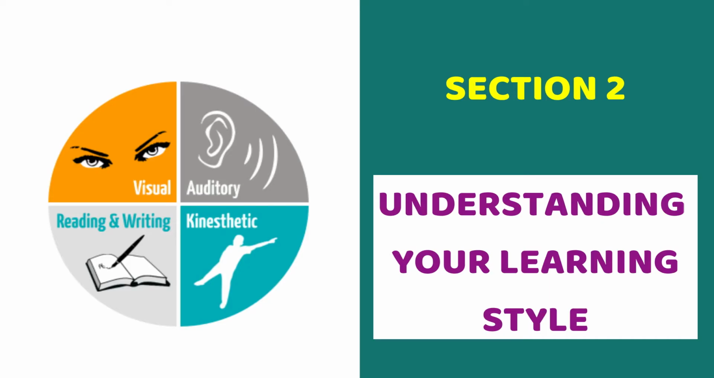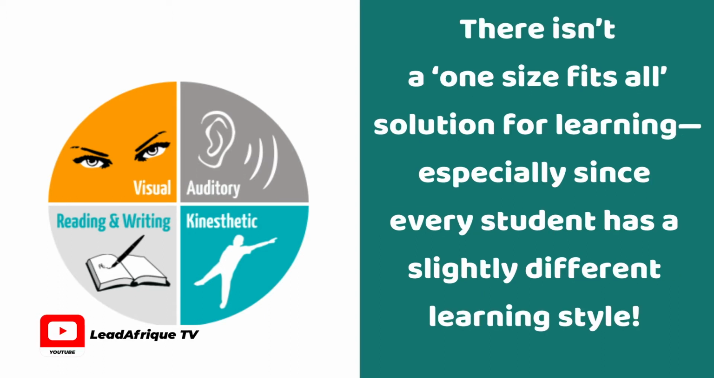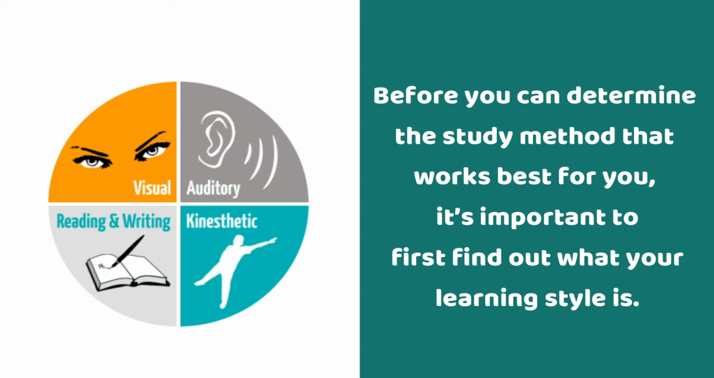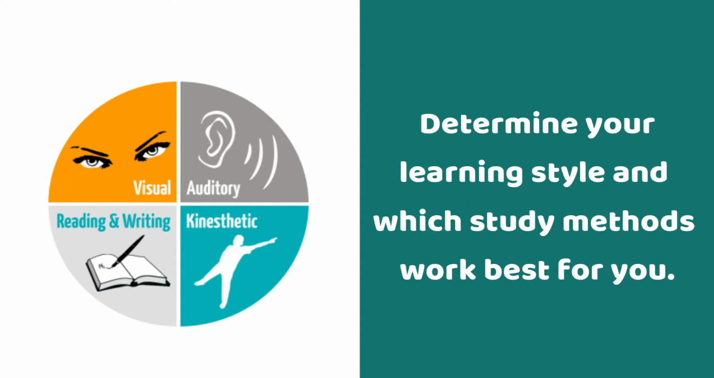Section 2. Understanding your learning style. A learning style is how you learn best through different approaches or ways of learning. There isn't a one-size-fits-all solution for learning, especially since every student has a slightly different learning style. Before you can determine the study method that works best for you, it's important to first find out what your learning style is. Although there are many ways to learn, some methods work better for certain learning styles than others. In this section, we'll help you to determine which learning style you are and which methods will work best for you.